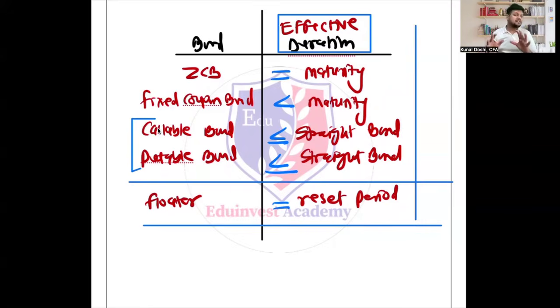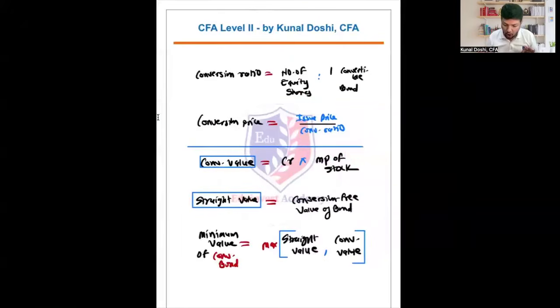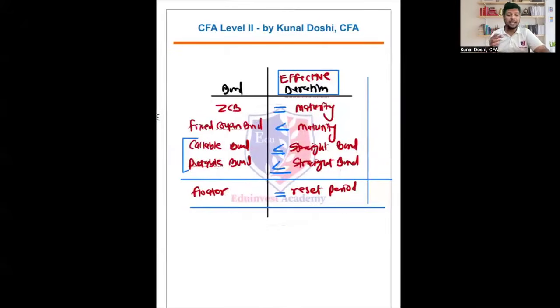Floating rate bond, all of these were fixed bonds. A floating rate bond's duration is not equal to maturity. It is equal to the reset period. What is a reset period? The reset period is the period when the bond pays the coupon. So if it's a semi-annual bond, its duration is half, that is 0.5. Correct, everyone? Now, all of these durations are fine.